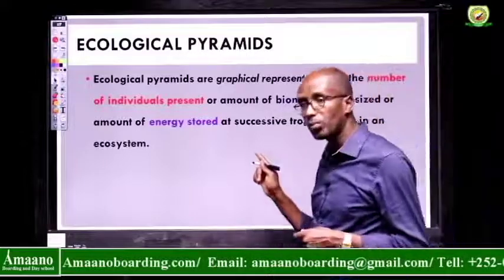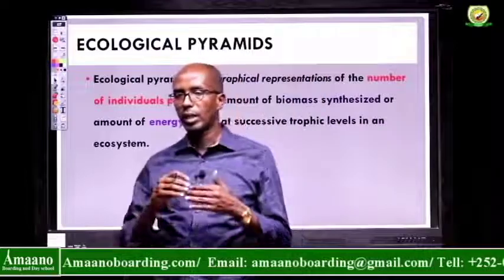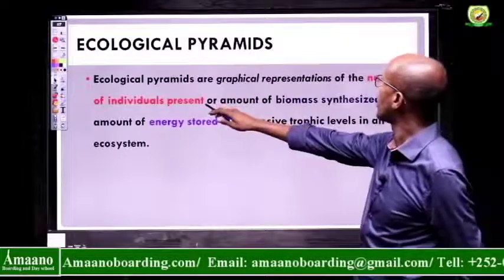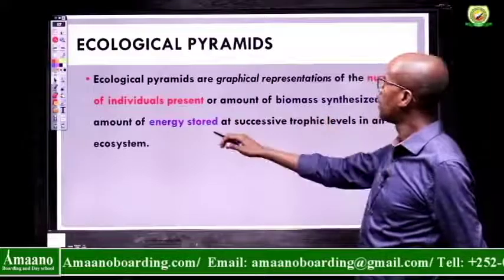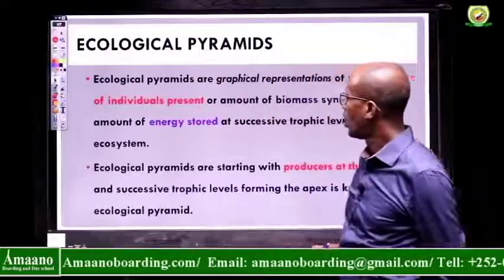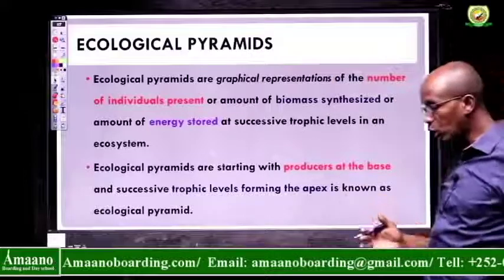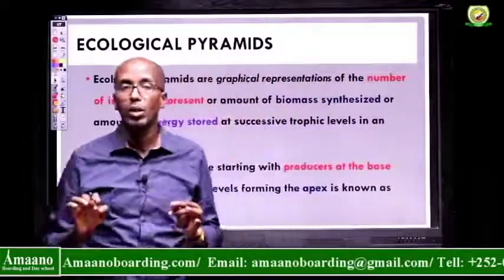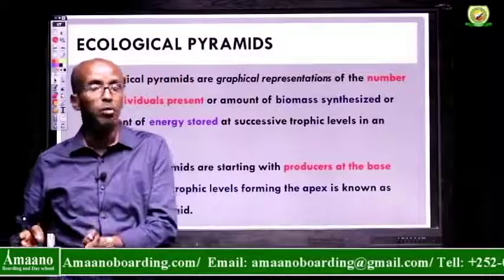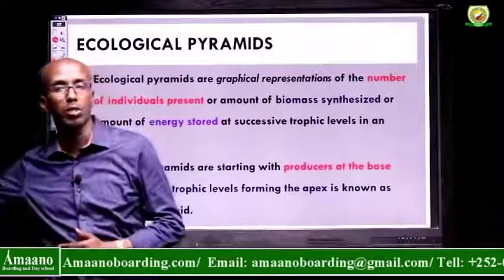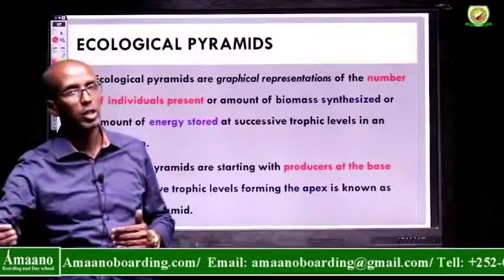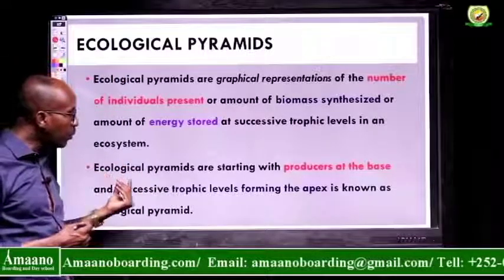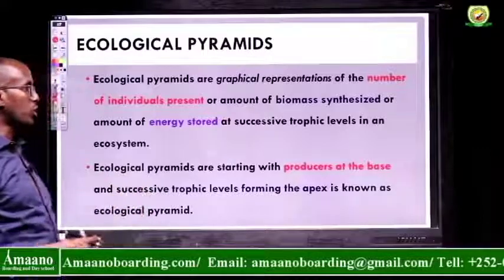So from this definition, we can find the types of pyramids, which are three: pyramid of number, pyramid of biomass, and pyramid of energy. Ecological pyramids start with producers. Since this is another way of writing a food chain, remember please, food chains start from producers, then the successive consumers, like primary, secondary, tertiary, and quaternary. Just like that, the pyramids start with the producers at the base.